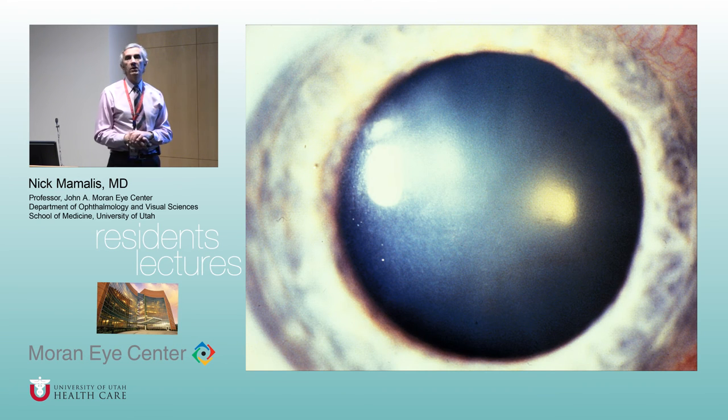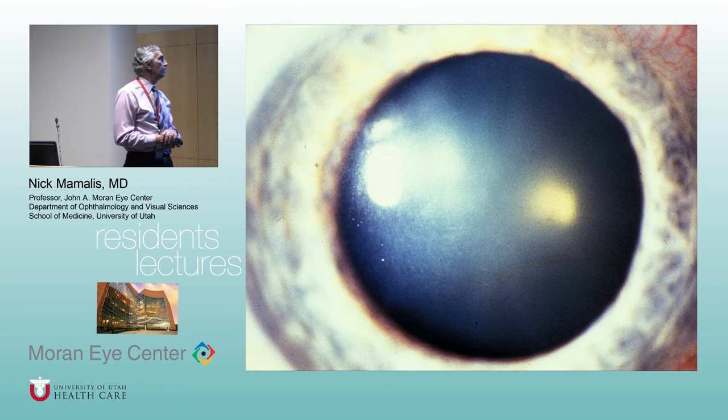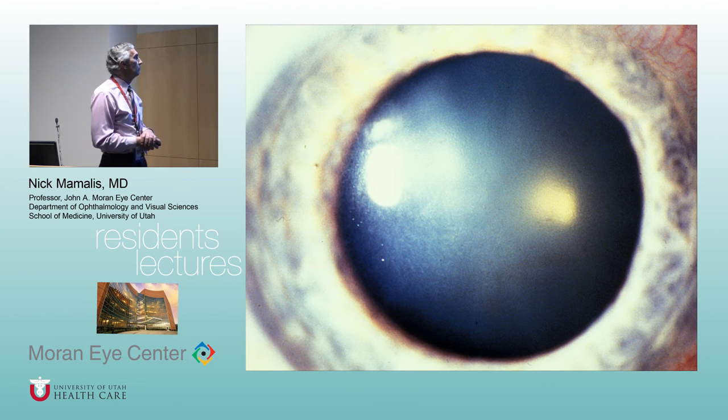All right, what do we see in here, Tara? So it looks like some type of stromal dystrophy with a lot of fine crystalline deposits. If you look real carefully when the light hits, look at that irregularity. People call this a beaten metal look. It looks like someone took part of the eye and just hammered it with a round hammer. So what dystrophy gives you this kind of beaten metal look?